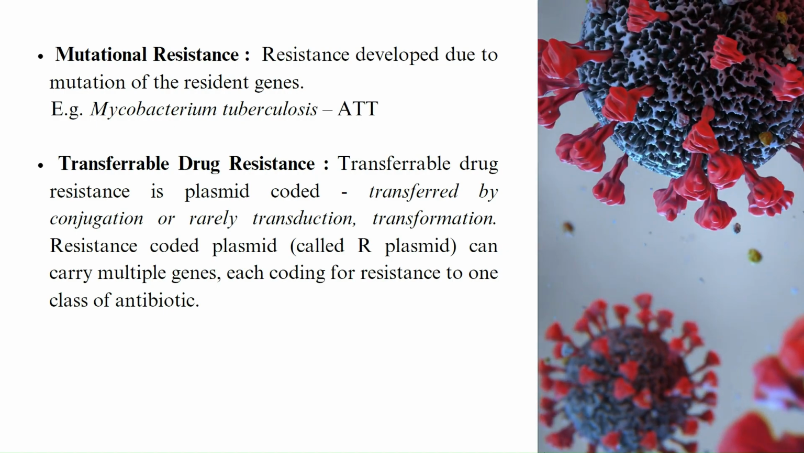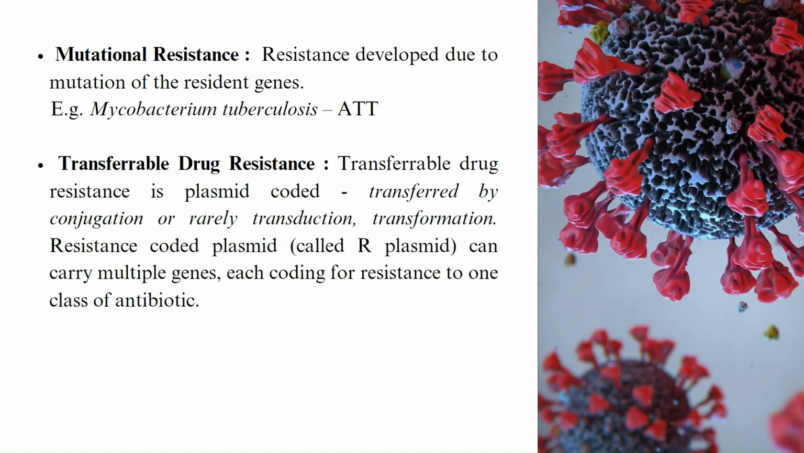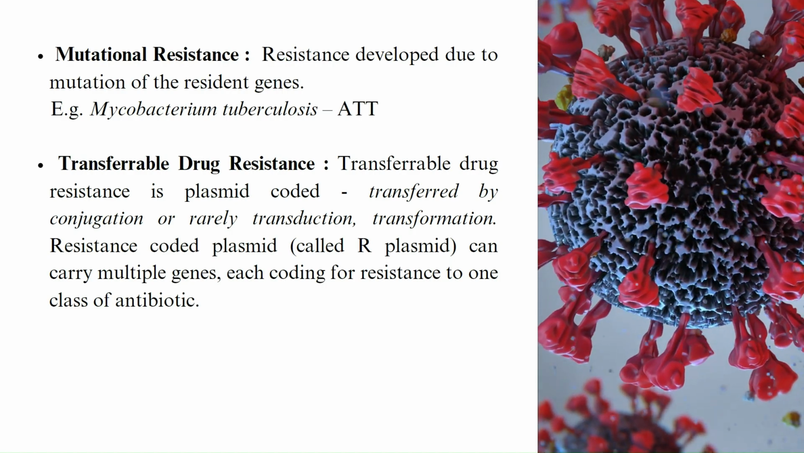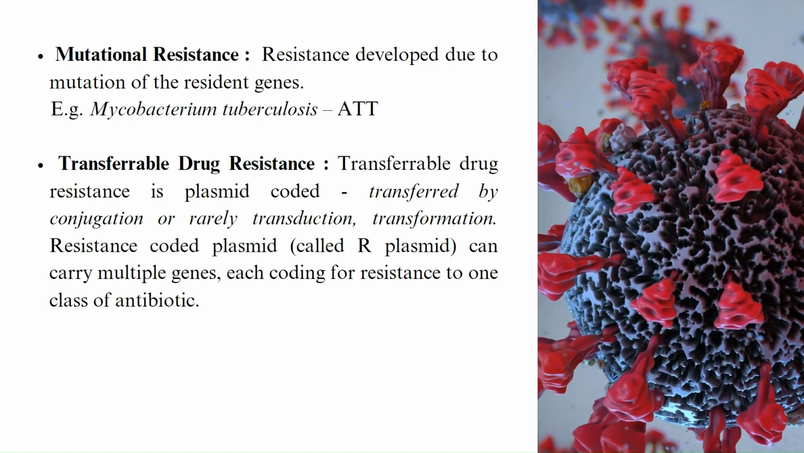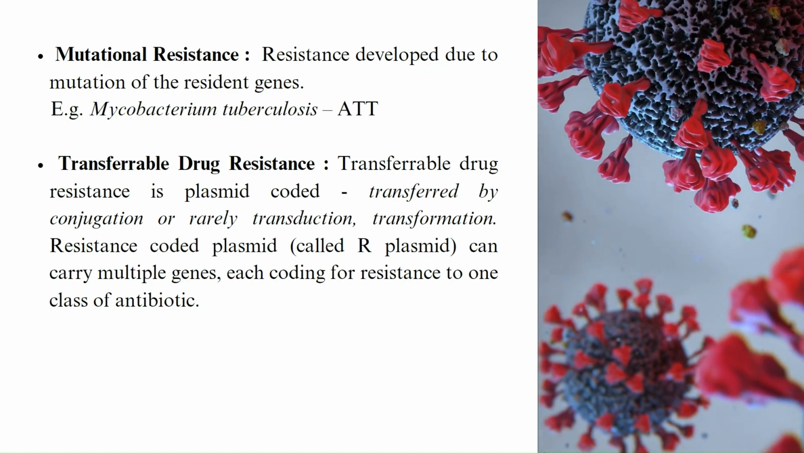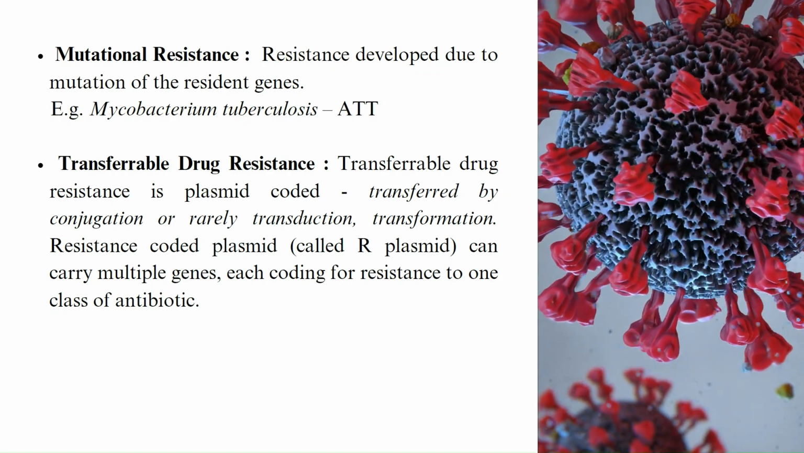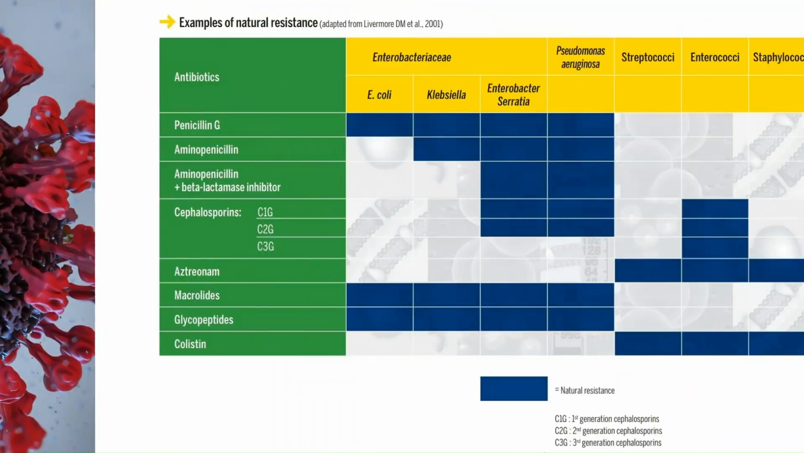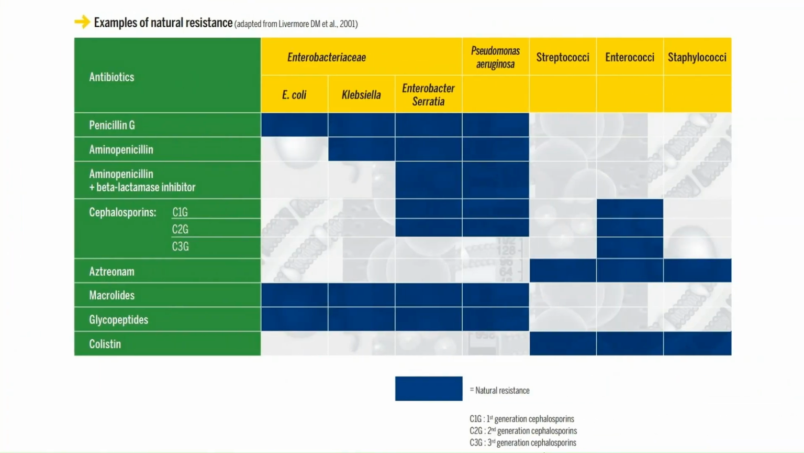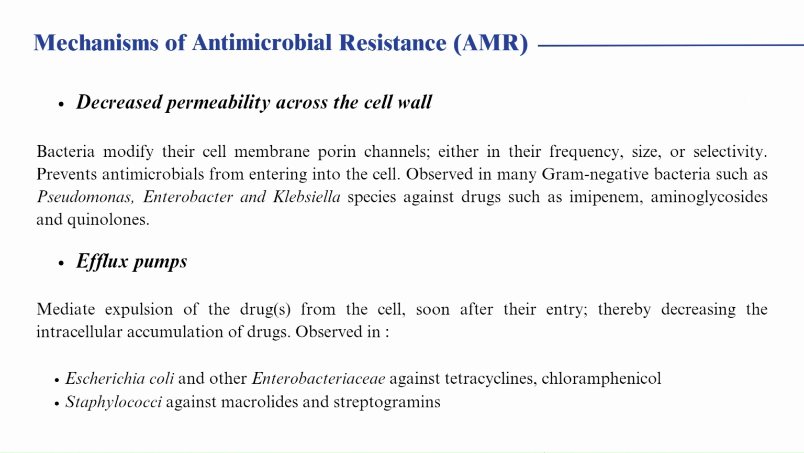Transferable drug resistance is plasmid-coded, transferred by conjugation or, rarely, transduction or transformation. The resistance-coded plasmid, called R plasmid, can carry multiple genes, each coding for resistance to one class of antibiotic. This is a tabular representation of natural resistance attained by different microorganisms to particular antibiotics. Moving on to the mechanisms of antimicrobial resistance.